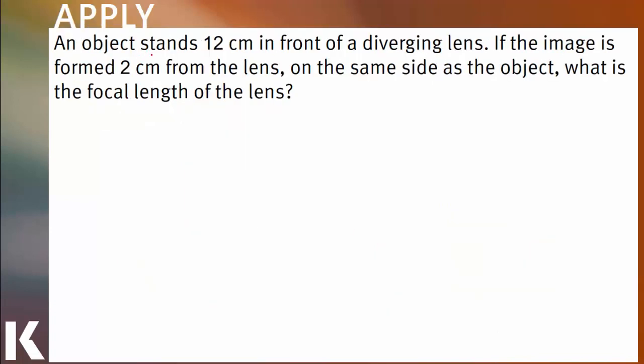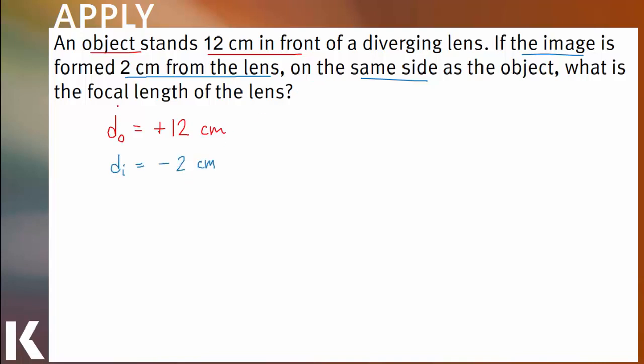Now let's apply what we just learned to a problem. Here we have an object standing 12 centimeters in front of a diverging lens. Recall from previous videos that the object being in front of a lens would indicate that it would be a positive value. We're also told something about the image. The image is formed 2 centimeters from the lens on the same side as the object. Okay, so we're dealing with a diverging system. Thus, the image will always be negative. Plus, the fact that it's on the same side as the object is a good indication that this image will be formed by the back tracings of diverged rays. Thus, it will be virtual, thus it will be negative.